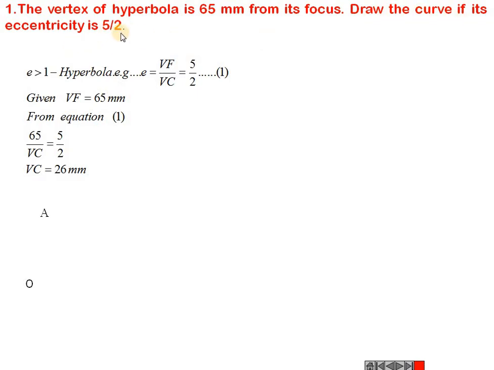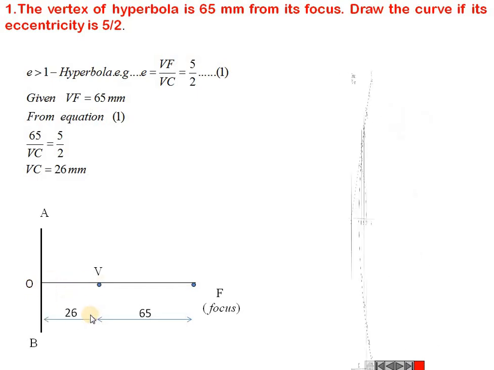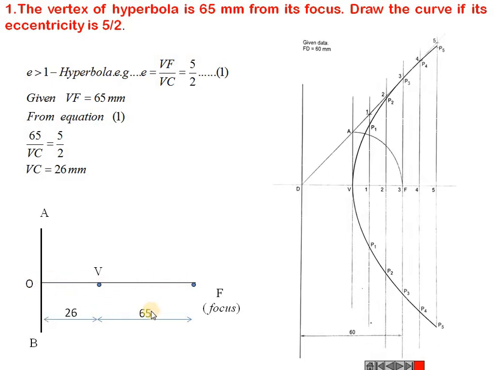Now 5 by 2 means its eccentricity is greater than 1, so we have to construct the hyperbola. In this case, VF is given, we have to find out VC. So use the formula for eccentricity: VF by VC is equal to 5 by 2. Put the value of VF here and calculate VC. Once VF and VC are known, take VC distance 26 mm and VF distance 65 mm.